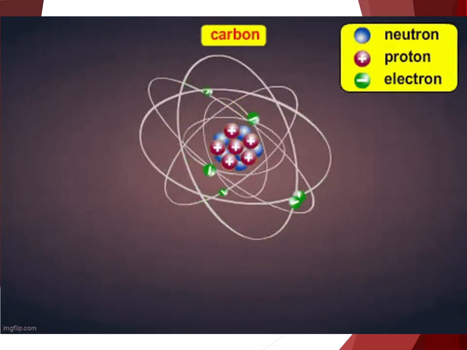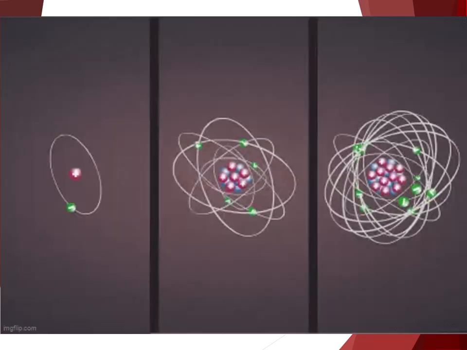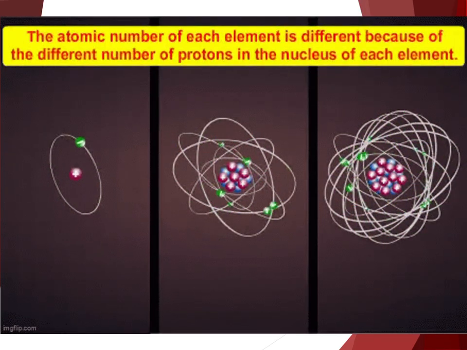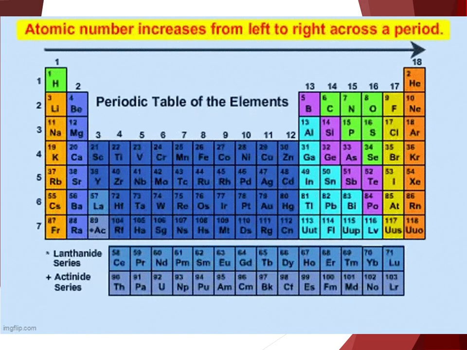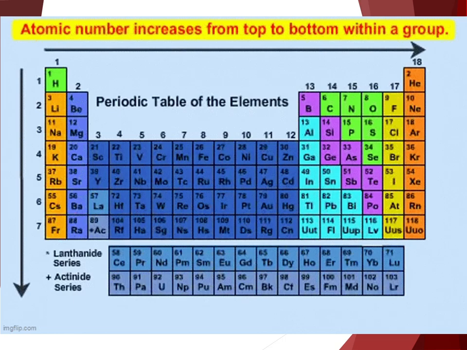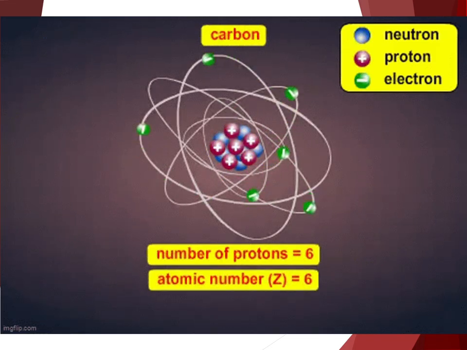The atomic number of an element equals the number of protons in the nucleus of its atoms. The atomic number is the same for every atom of a particular element. For example, the atomic number of hydrogen and all its isotopes is 1.